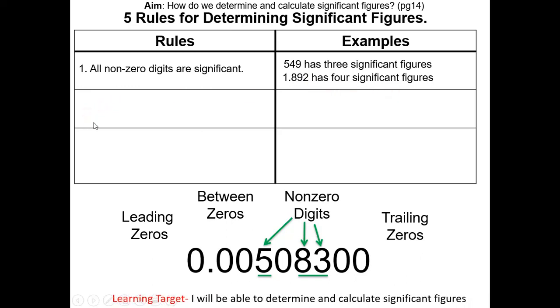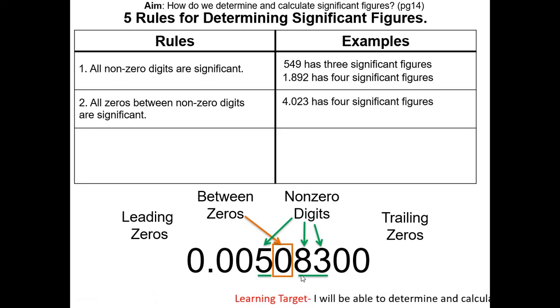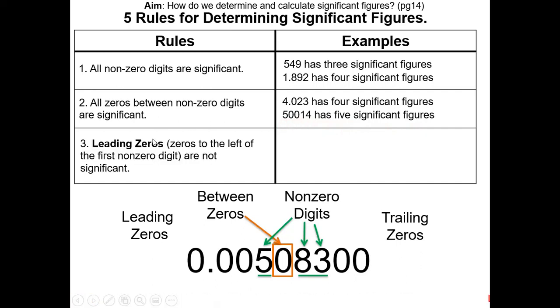Let's look at rule number 2 now. All zeros between non-zero digits are significant. So if you look at this example here, this 0 is between these non-zero digits. Therefore, it is significant. Let's look at some examples. 4.023 has 4 significant figures. This 0 is a between 0. It counts. 50014 has 5 significant figures. These 2 zeros count.